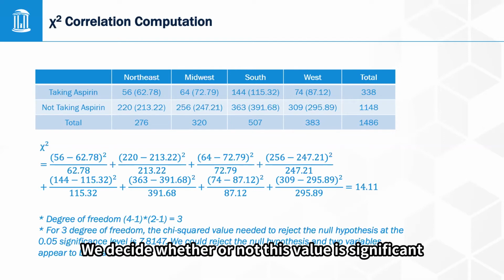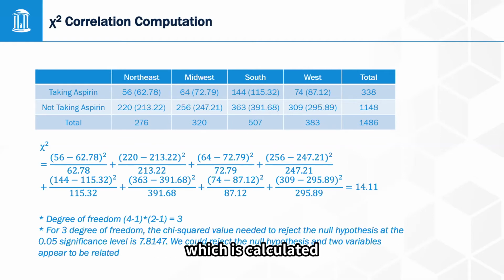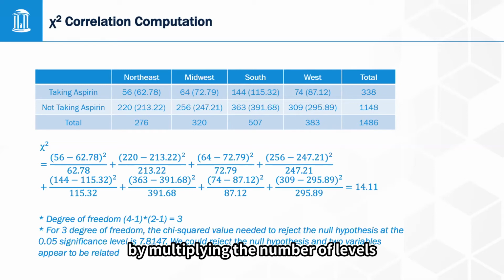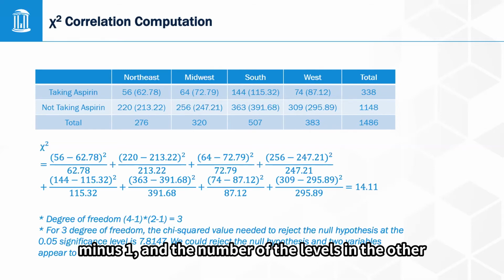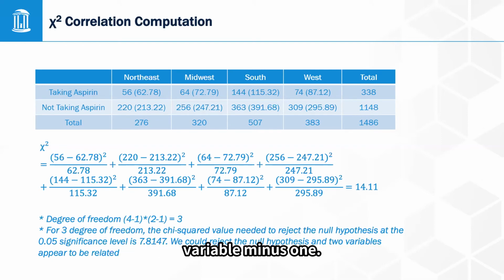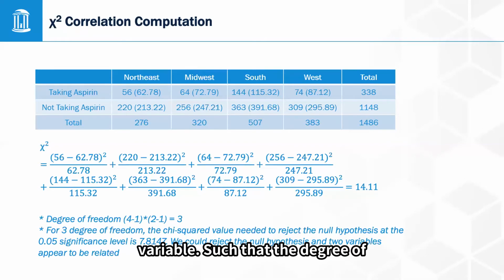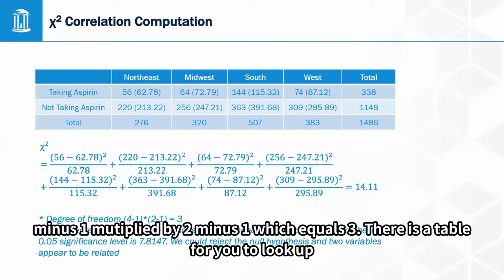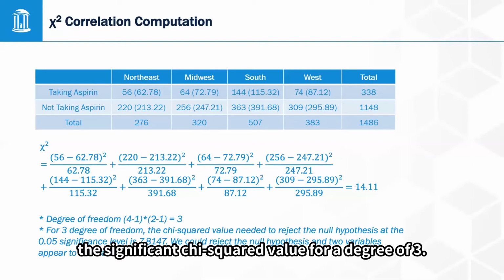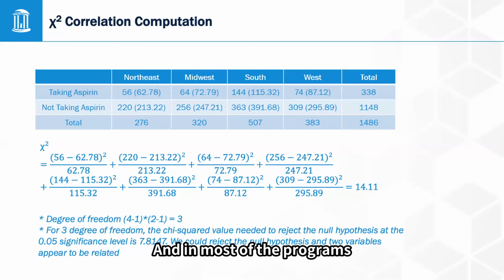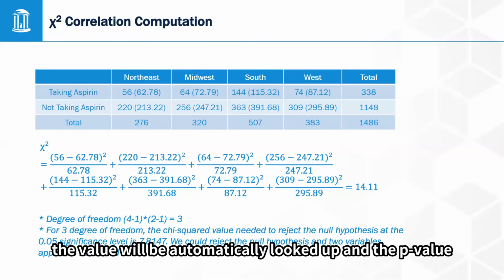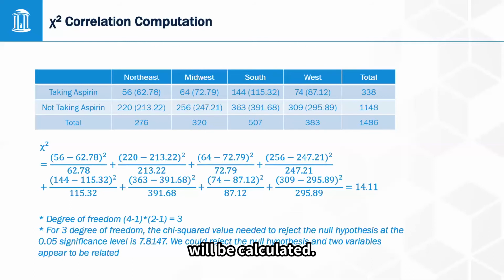We decide whether or not this value is significant using the degree of freedom, which is calculated by multiplying the number of levels in one variable, minus 1, and the number of levels in the other variable, minus 1. Here we have 4 levels in the area variable and 2 levels in the aspirin variable, such that the degree of freedom is 4 minus 1 multiplied by 2 minus 1, which equals 3. There is a table for you to look up the significant chi-square value for a degree of 3. And in most of the programs, the value will be automatically looked up and the p-value will be calculated.